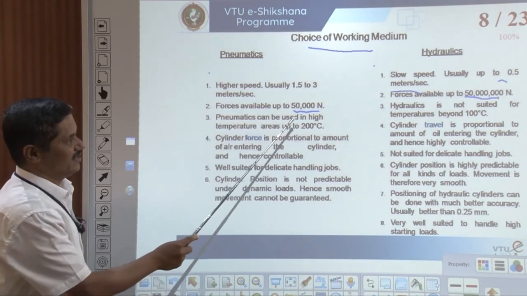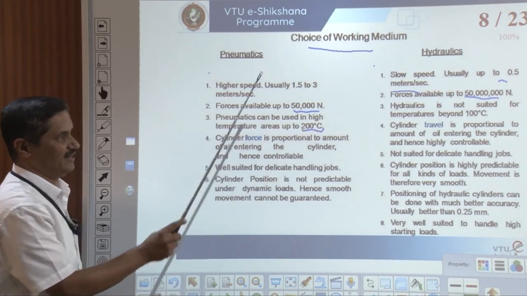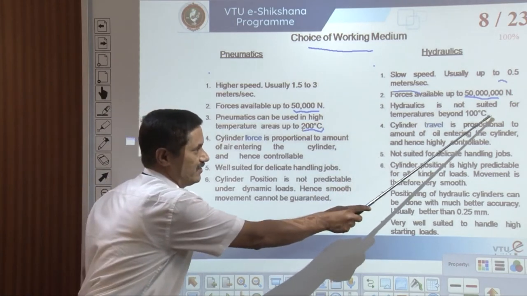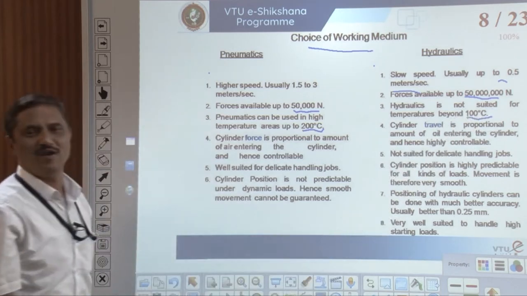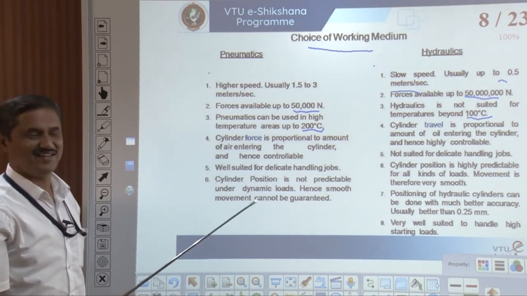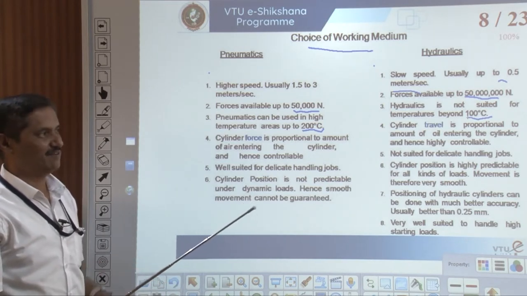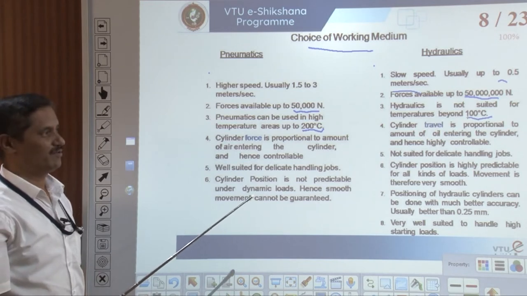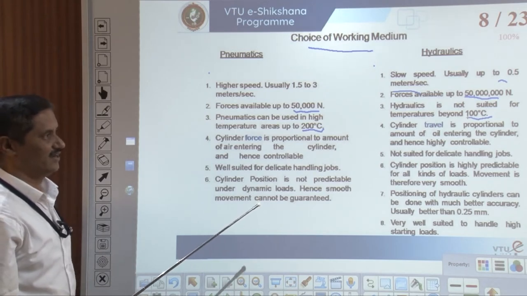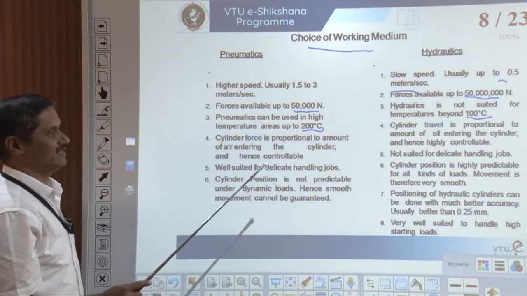Pneumatics can be used in high temperature areas, so without any difficulty you can go up to 200 degrees centigrade, whereas in hydraulics there is a small disadvantage. If the temperature increases, you will have a problem. The maximum is 100, and even 100 is not suggested on the industry side. Even at 70 or 80 degrees, you can have a lot of errors in your production line, and it can cause problems to the tolerances and sizes of the products, and other issues can start. So the disadvantage with hydraulics is temperature. It cannot be worked in high temperature environments much.